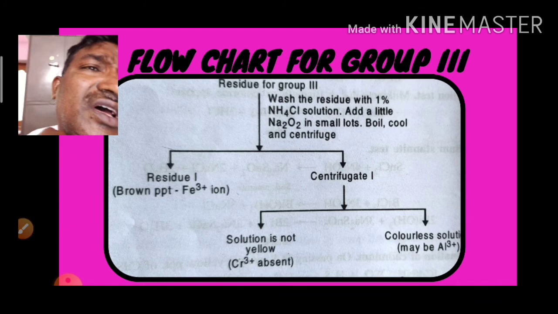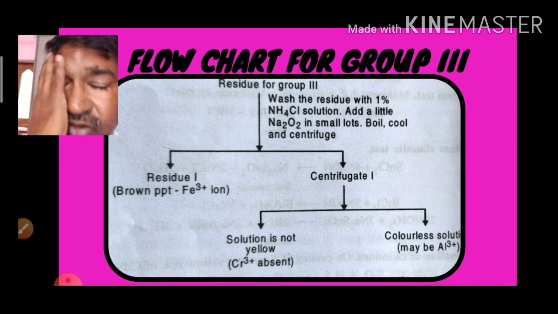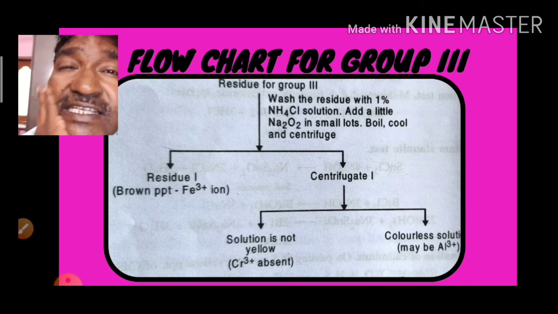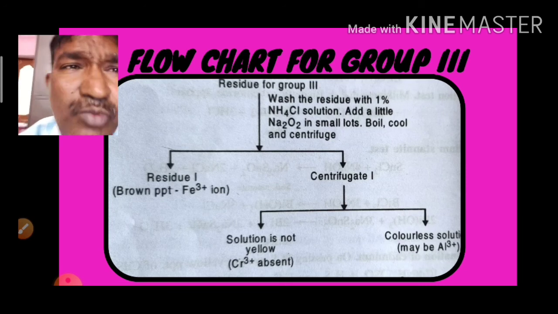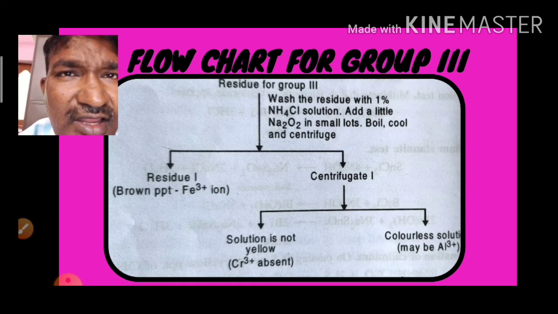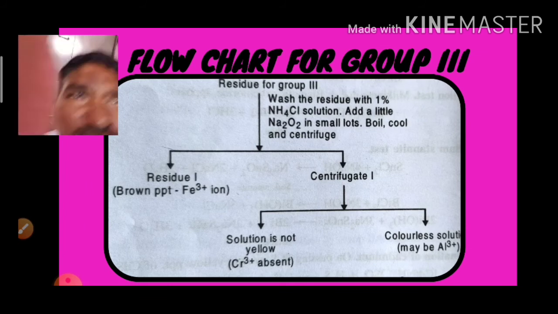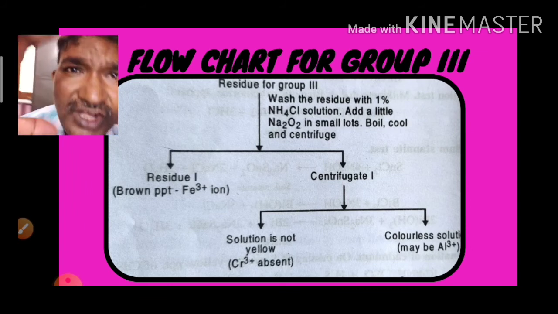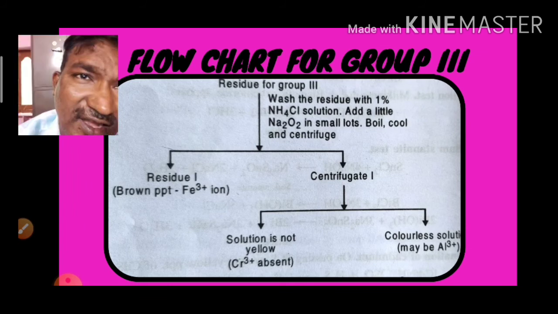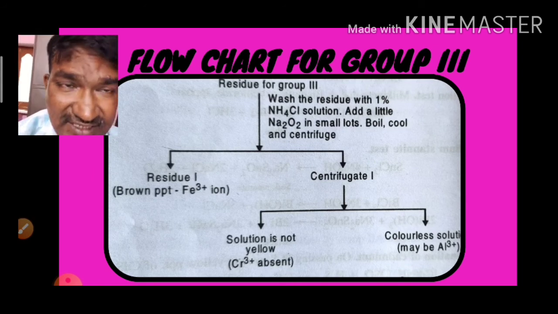Here, to watch the residue, we know very well that the third group reagent is a mixture of ammonium chloride and ammonium hydroxide. If we get any precipitate due to the addition of ammonium chloride and ammonium hydroxide, then we have to centrifuge that one, and we have to take the residue for the confirmation tests.